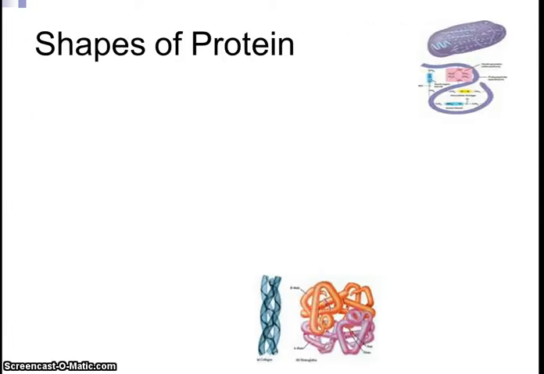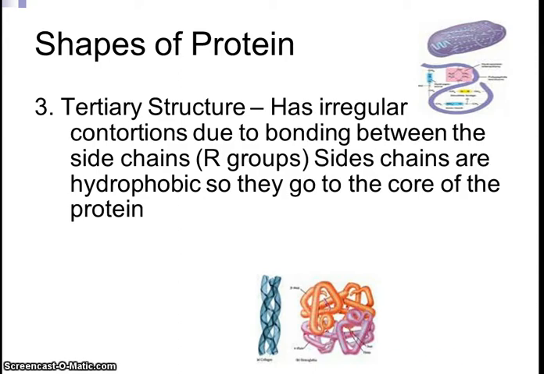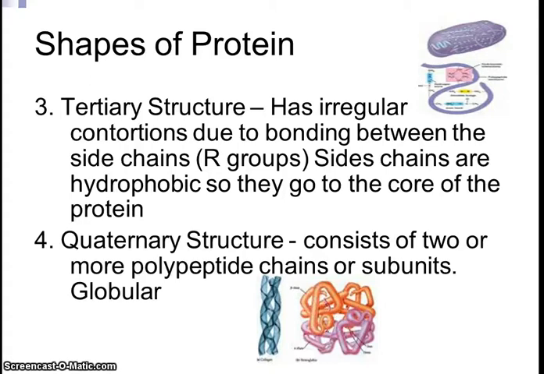After that, we get tertiary. These are just some weird contortions, and they start bonding the side chains, which are the R groups. Some of them are hydrophobic, and so they want to get away from the water, so they go inside. And then there's the hydrophilic, and they don't mind being outside. The last one is quaternary, for 4. And really all this is 2 or more polypeptide chains or subunits. An important word to remember for this is globular. So it's just putting a couple of these tertiary things together. So you see hemoglobin here, and this is collagen.